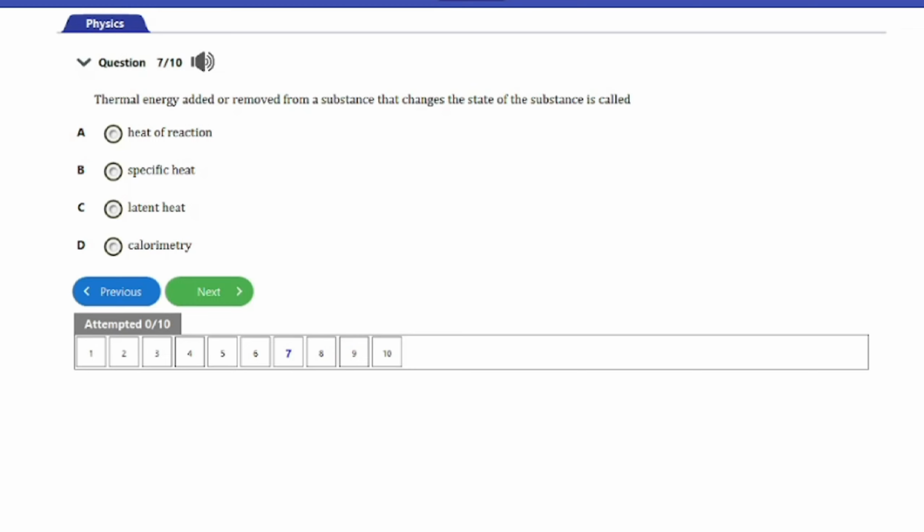It says, thermal energy added or removed from a substance that changes the state of the substance is called A, heat of reaction, B, specific heat, C, latent heat, D, calorimetry. So guys, the answer to this question is option C here, latent heat.